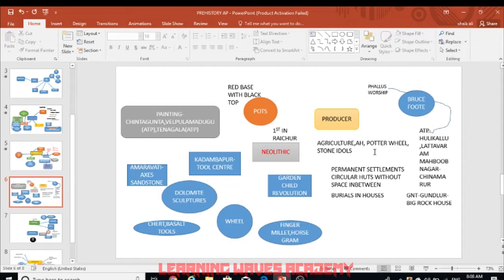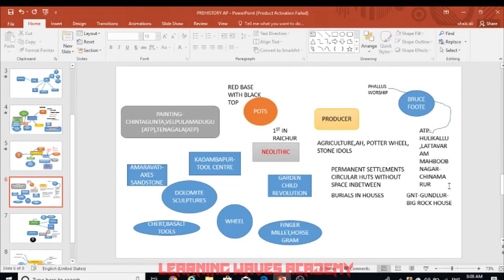These types of houses were found in Hulikallu and Latavaram of Anantapur district and the Chinamaruru region of Mahbubnagar district. In the Guntur region, 8 kilometers from Satyanapalli, in Gundlur village, a large boulder was found, and this large boulder was sculpted into 8 small houses, and settlements occurred here.